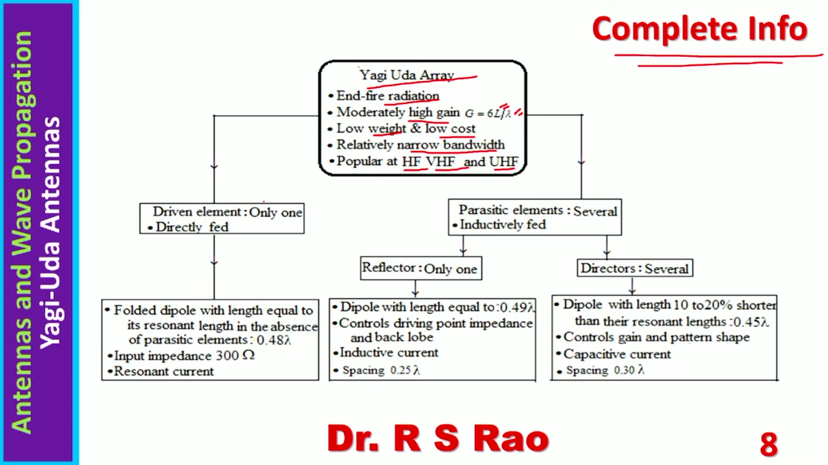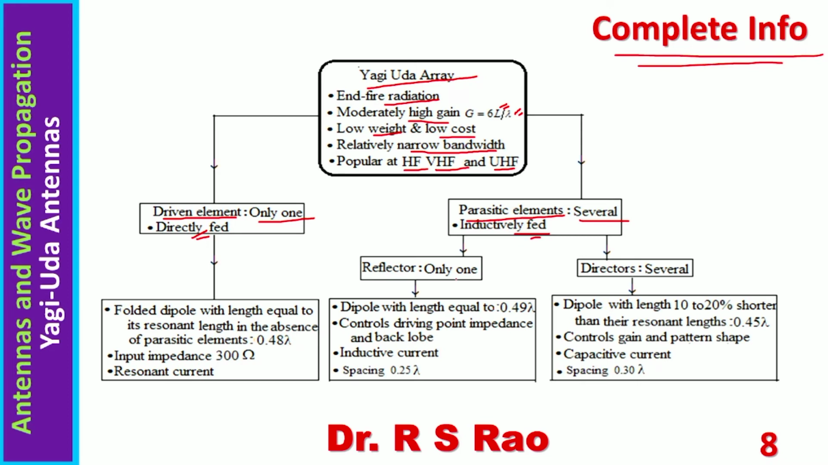As already mentioned, it consists of two types of elements. Driven element is one, only one. Parasitic elements, there are several. The driven element is directly fed, whereas parasitic elements are elements which are inductively fed. Conductively or directly fed is the driven element, whereas inductively fed is the parasitic element.